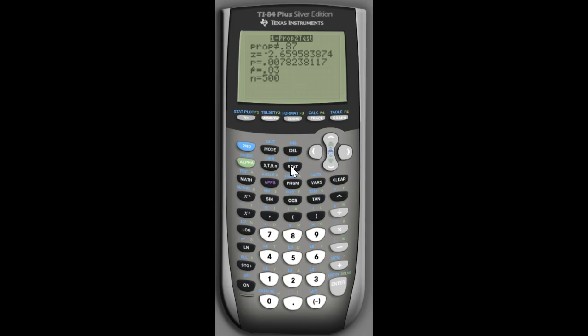You can also do the interval for this, and so that would be stat tests 1 proportion z interval, and again it's 415 out of 500 with a 95% confidence interval. It tells me that I'm between 0.79707 and 0.86293. So let me go and record that on my sheet.